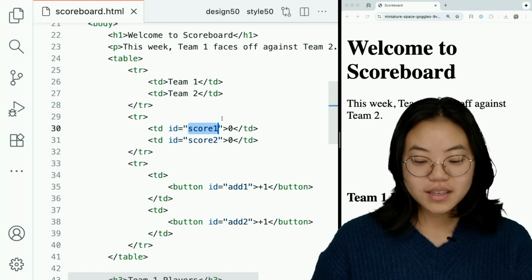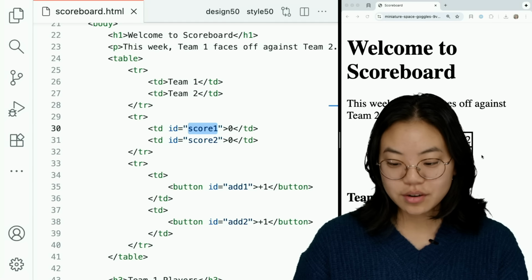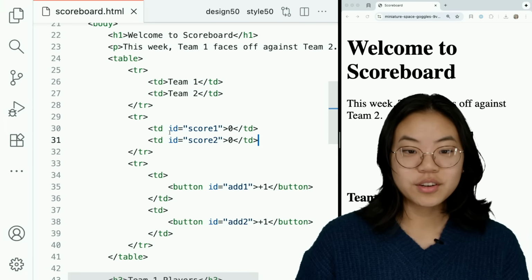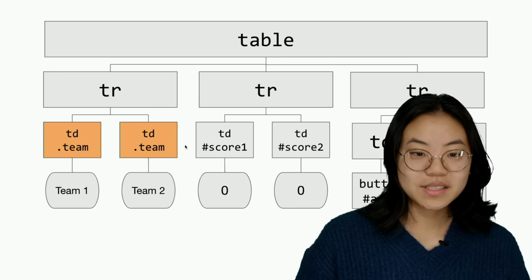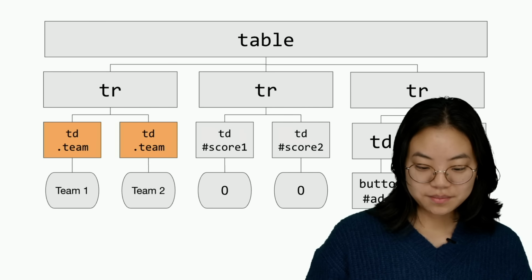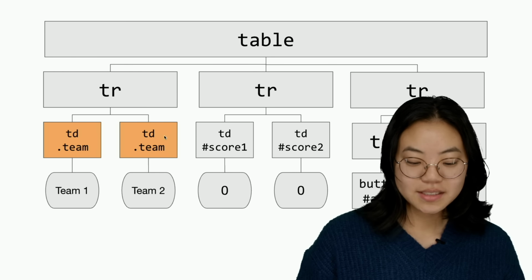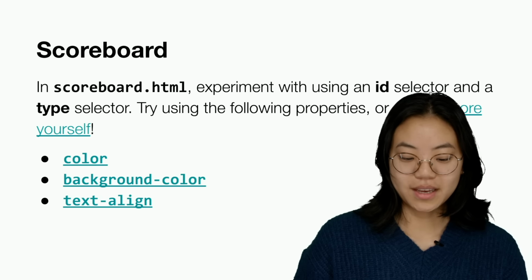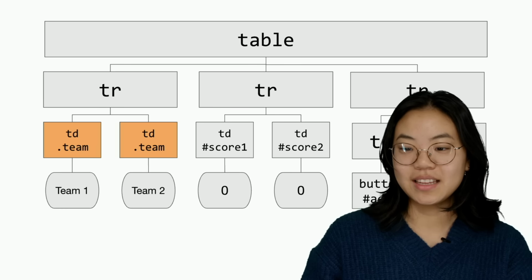If I wanted to apply some styling to only the score variables, so I wanted it to apply to both of these TDs, then I could create a class that is the same for both of these. So for example, if I wanted to apply something to team, then I could give this class team to each of these TD elements, and then it would apply the same styling to both of those. Okay, pause there. Any questions on IDs and classes in CSS?